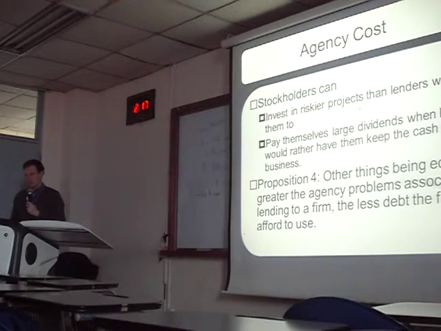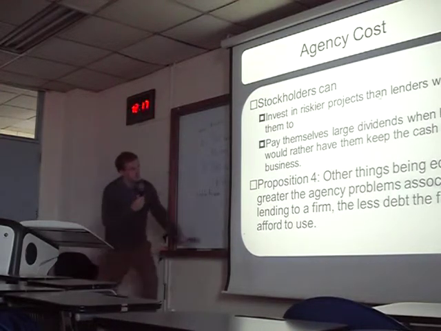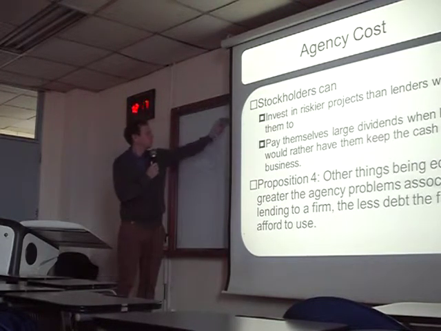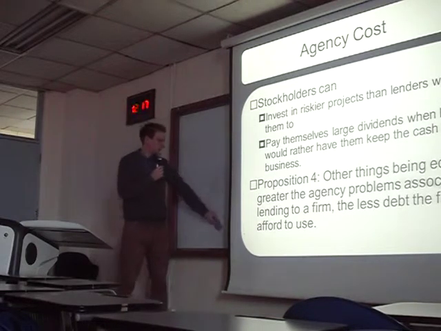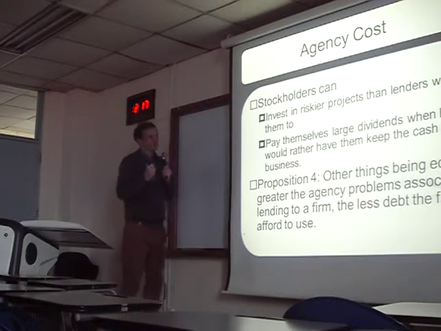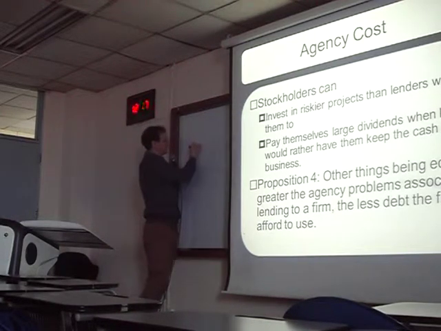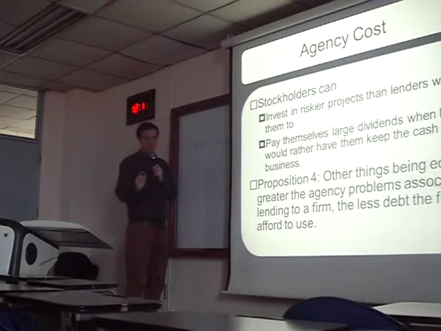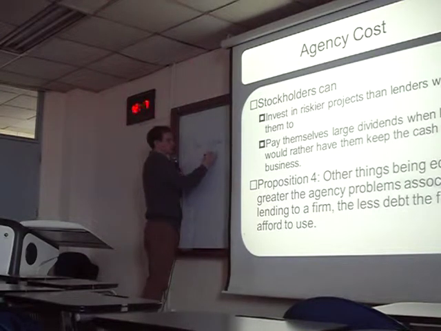Then the next cost of debt is agency cost. So stockholders can invest in riskier projects than lenders would want them to. So, again, we're talking about chances of bankruptcy, okay? So, the bondholder, we said they get the fixed payment. Bond is a fixed payment. So, if we do very well, or just a little bit well, we get the fixed payment, right? We only lose money in default.